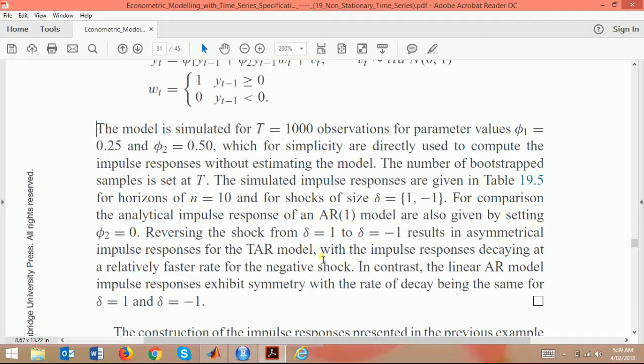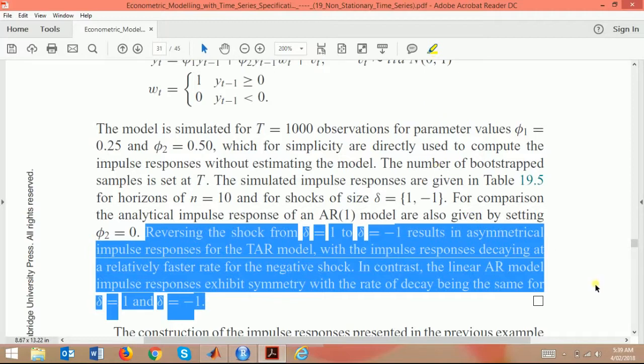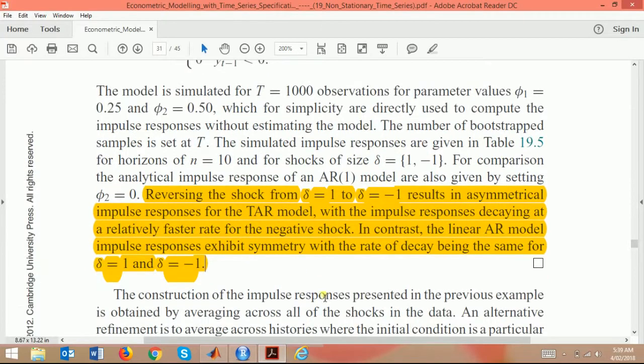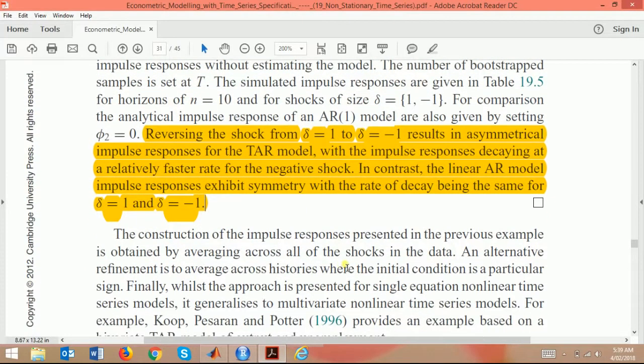In contrast, a linear AR model's impulse responses exhibit symmetry. In case of a linear model, the rate of decay is the same for positive or negative shock. So for an asymmetrical impulse response function, in case of a non-linear threshold model, the impulse response function decays faster for the negative shock, whereas the speed of decay remains the same for the linear AR model. This is very important to remember. A very crucial differentiation between a non-linear and linear impulse response function, or a generalized and a non-generalized impulse response function.